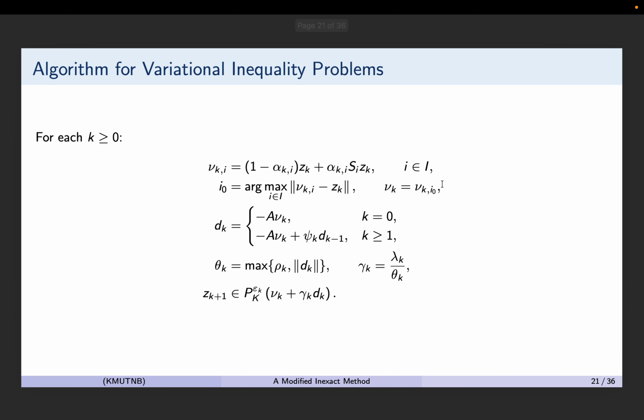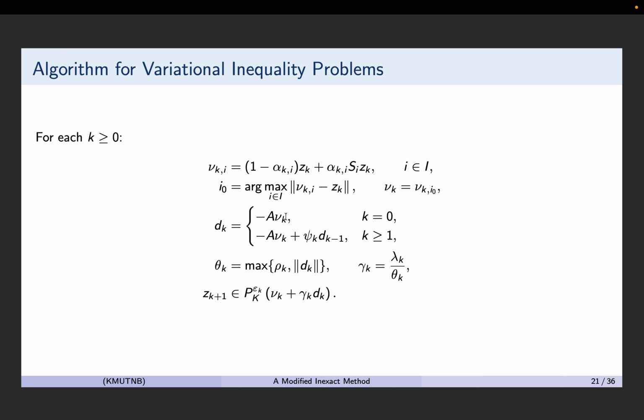So with this we were able to derive this algorithm for solving the variational inequality problem, the proposed method, where v k I are computed by this, and you can see also that the direction we are now taking, instead of the subgradient, is minus A v k when k is 0.